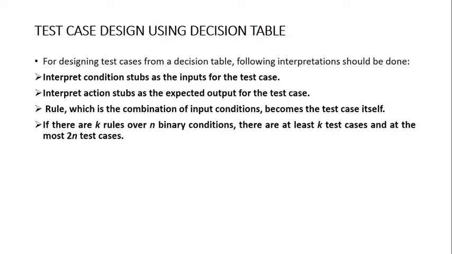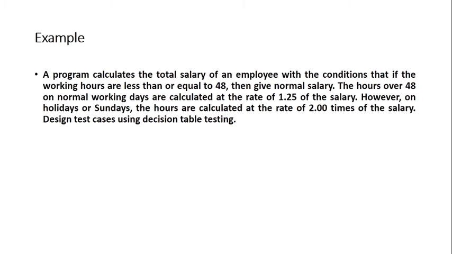Right. Test case design using decision table. How we actually do it? We have to interpret condition stub as the input. Action stubs are expected output for the test case. Rule, which is a combination of input conditions, becomes the test case itself. That means rule, that is a column, is a test case. How many columns we have corresponds to rules, which corresponds to the number of test cases. And if there are k rules over n binary conditions, there are at least k test cases and at the most 2^n test cases. Let's see with the help of an example which will make the concept better clear.